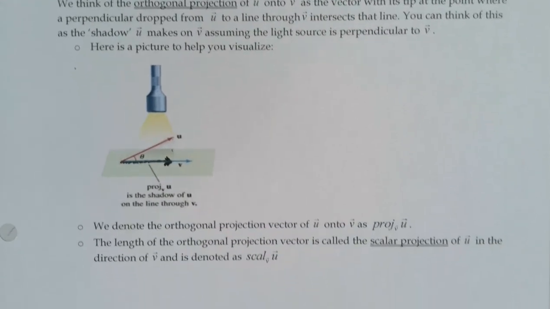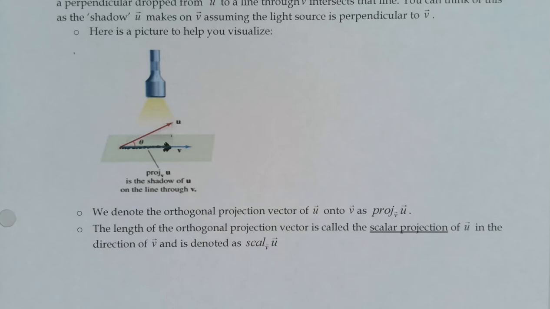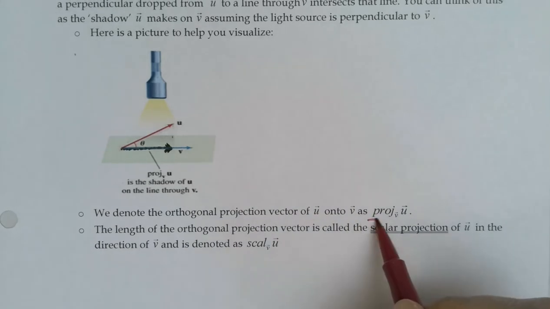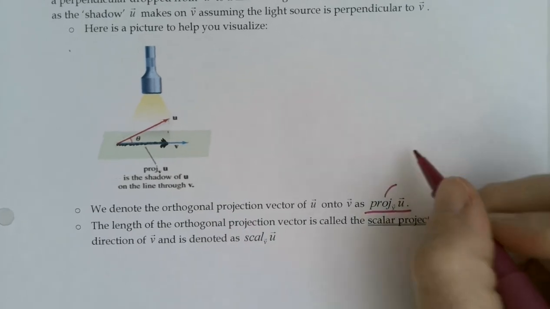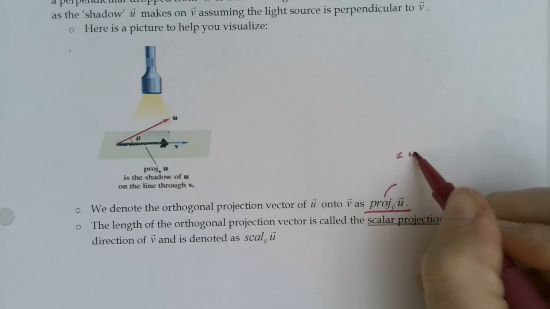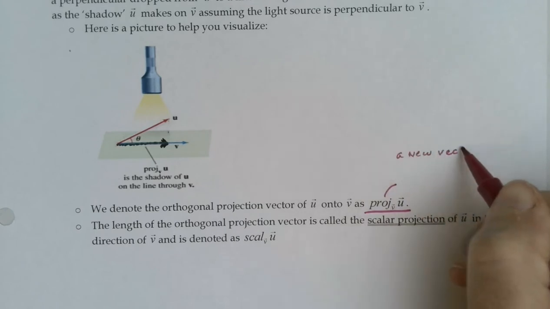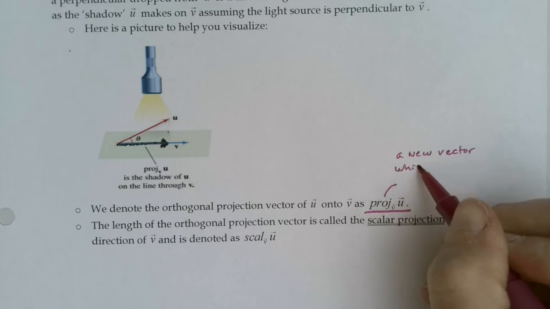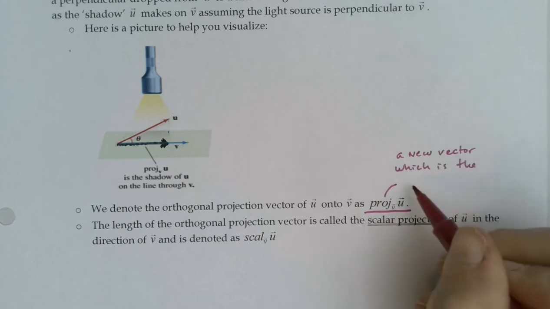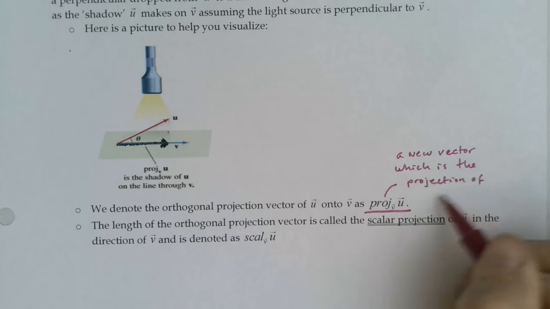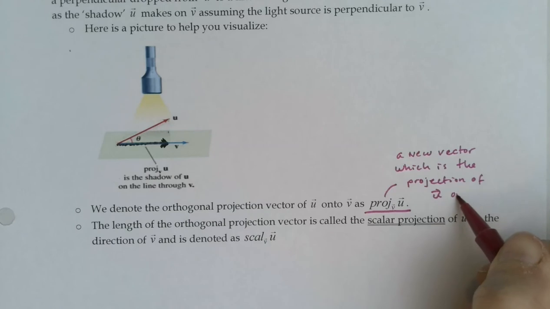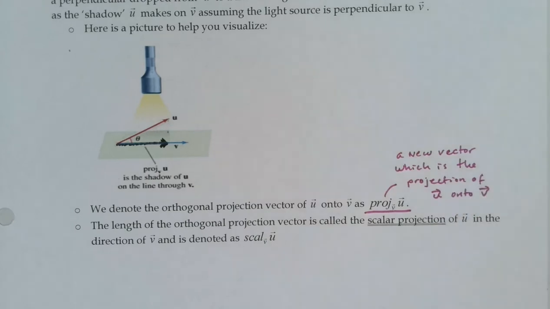So we denote the orthogonal projection with this symbology right here. This is saying the projection of u onto v. It's a new vector, which is the projection of u onto v, or the line containing v, as it were.